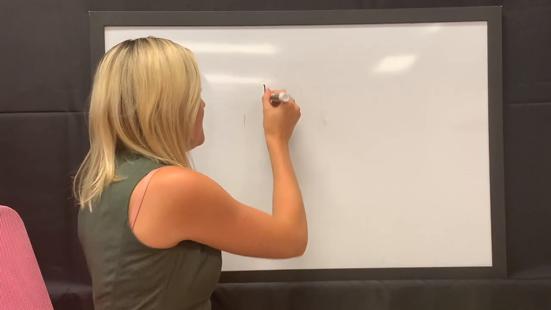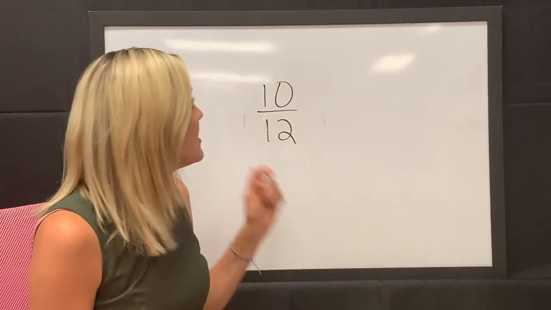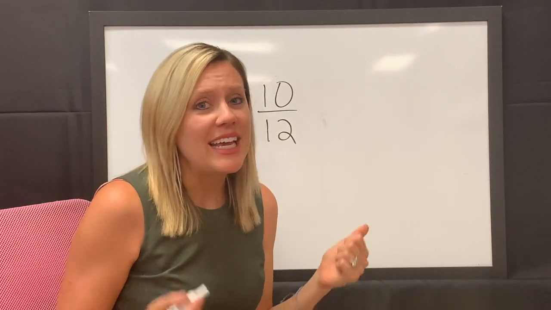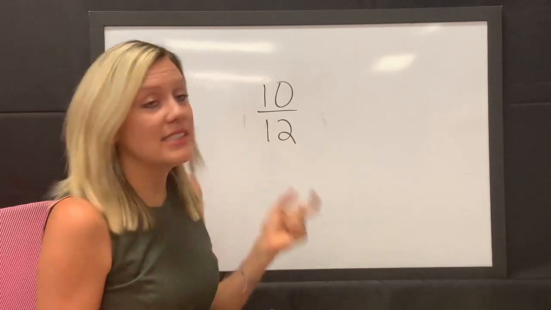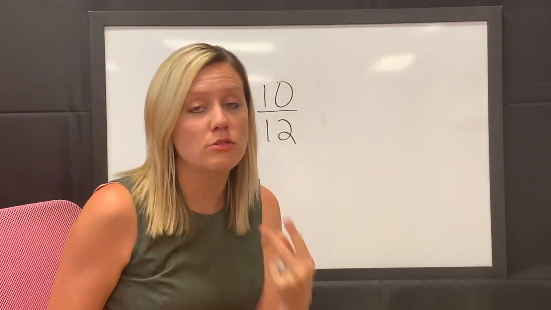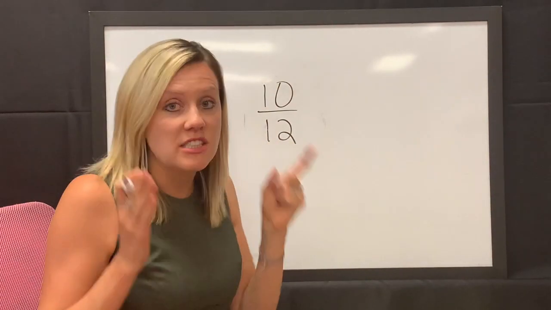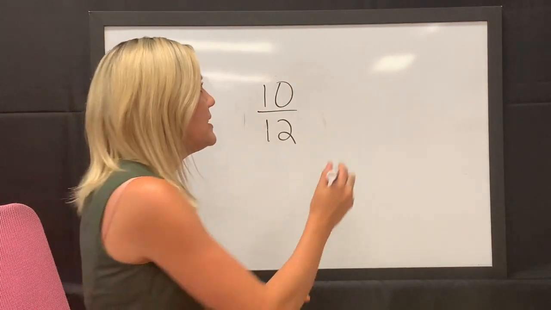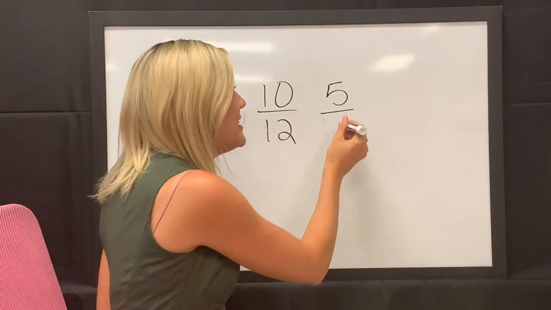Okay, let's do 10/12. So the first thing that you want to do is ask yourself, what number goes into both 10 and 12? Even if you don't know all of your math facts, you could see that both of these numbers are even, and 2 goes into all even numbers. So I am going to take these and I'm going to divide them both by 2 or cut them in half. So 2 goes into 10 5 times, and 2 goes into 12 6 times.